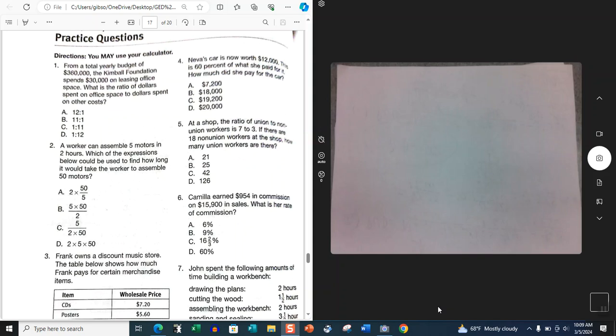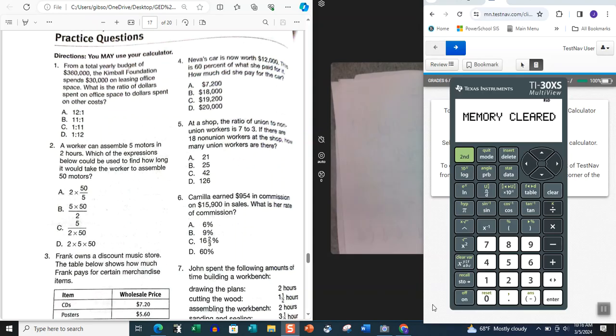Hello, class. We're about to start the review for chapter 3. As you see in our directions, it says you may use your calculator. So for the majority of this review, we will be using our calculator. Please pull out your calculator or pull up the calculator from the email that I sent you. Okay, so now I pulled up the calculator. Now we can get started.